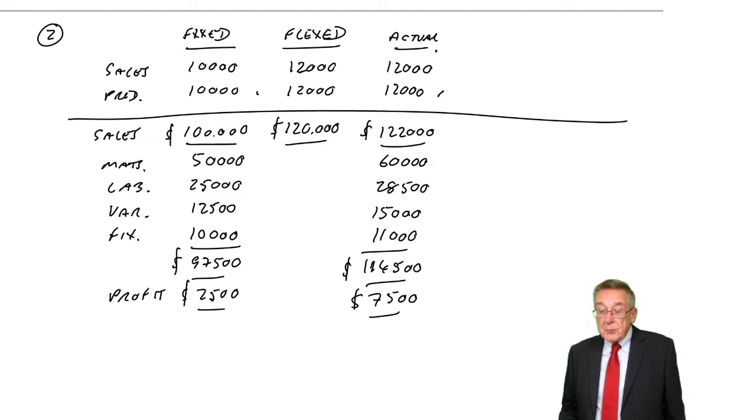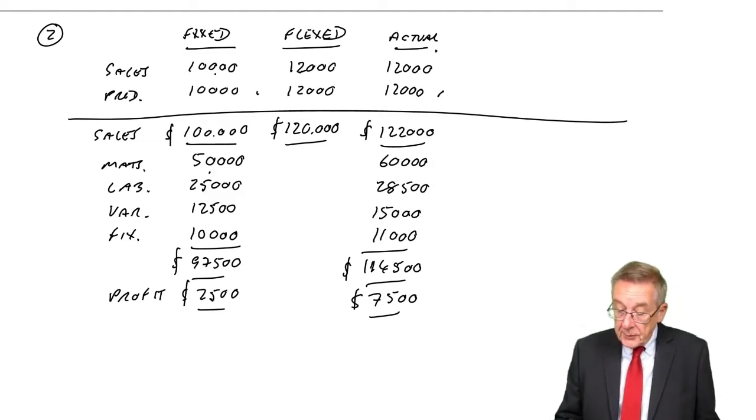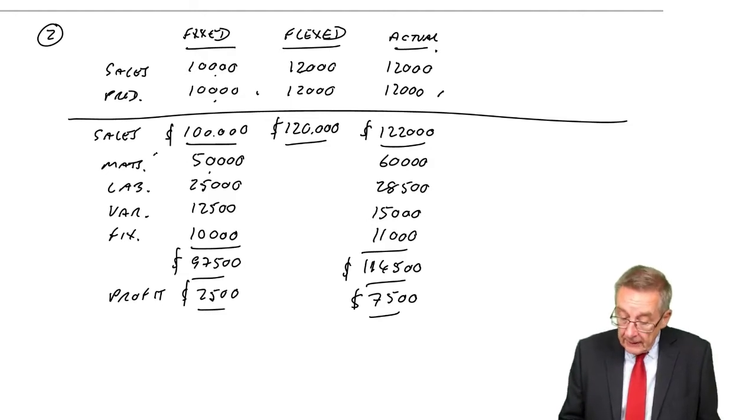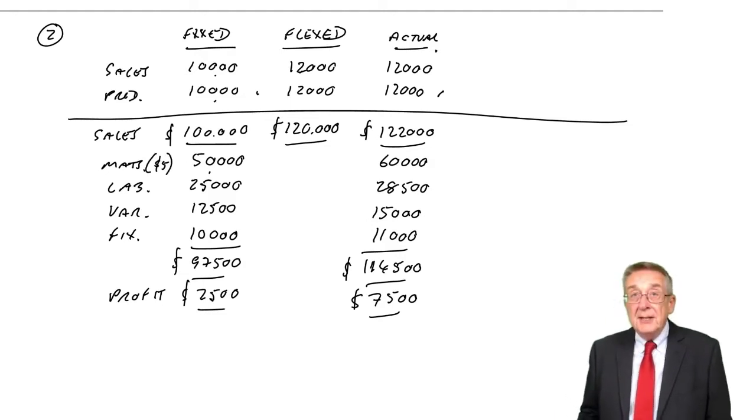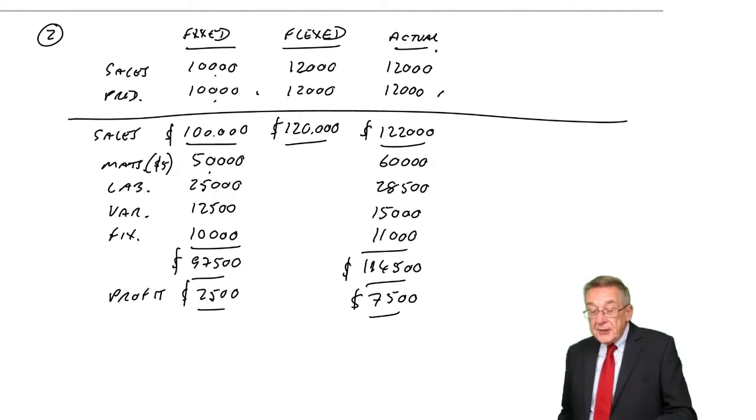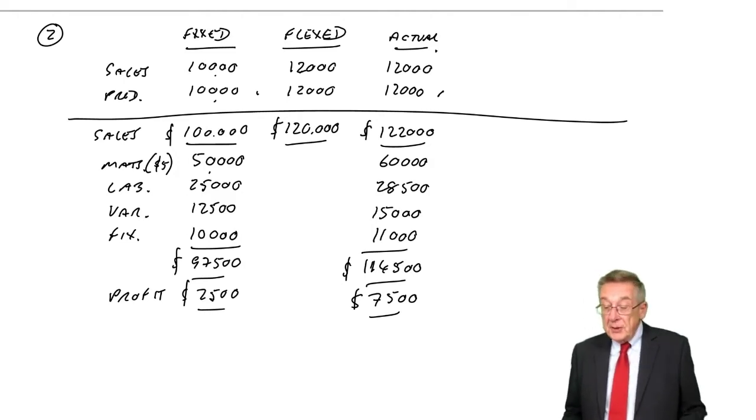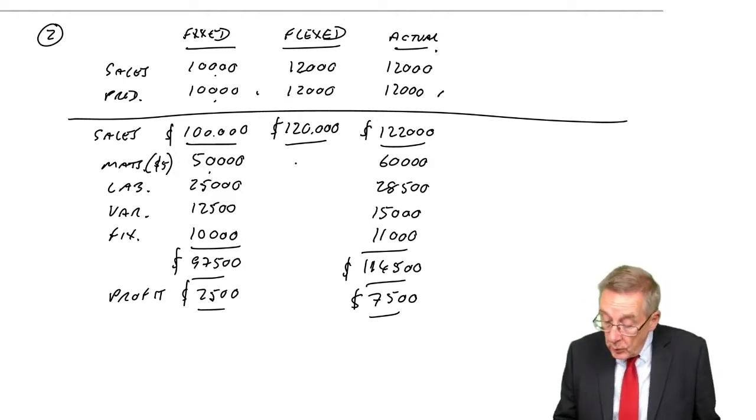What about the costs? Well, materials. We budgeted 50,000 for 10,000 units. It should have been $5 a unit. We produced 12,000 units at $5 a unit. We should have spent 60,000.